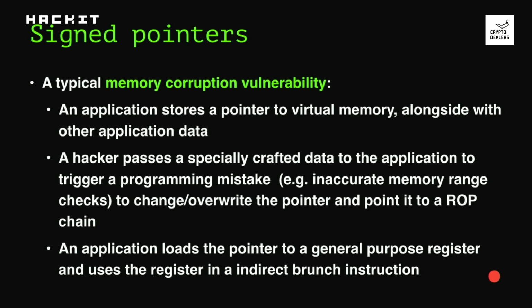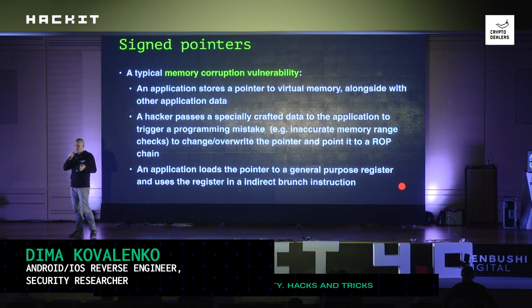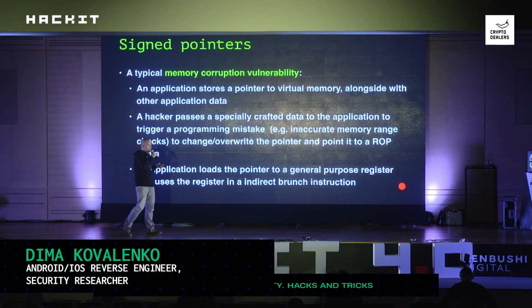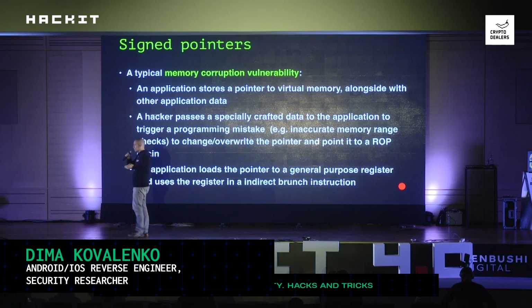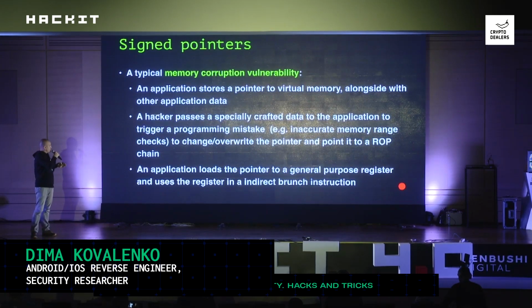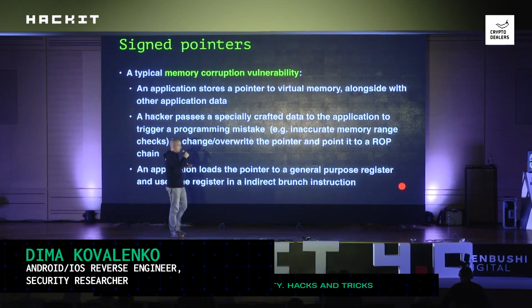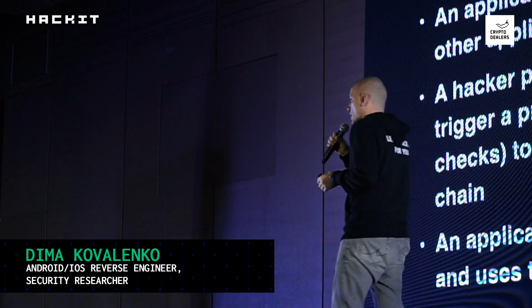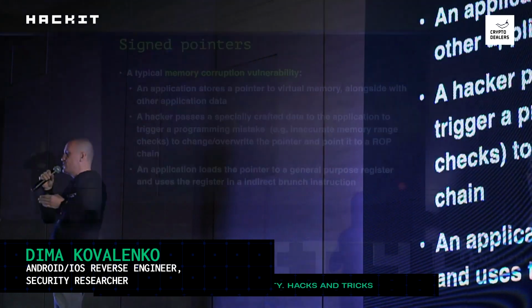The pointer is stored in the same virtual memory as any other application data, alongside other application data. And under some conditions, an attacker, a hacker, can rewrite the pointer, and then the pointer is used by an indirect branch instruction to jump somewhere. We can point the code flow to a ROP chain.